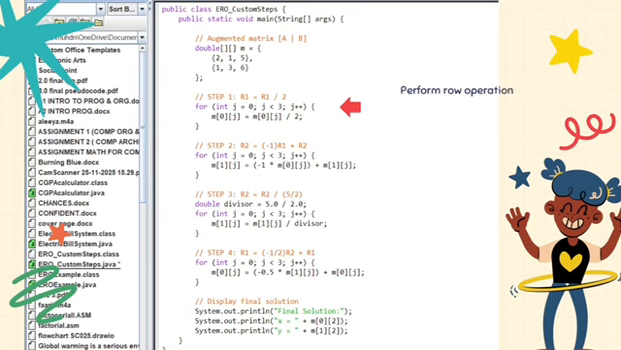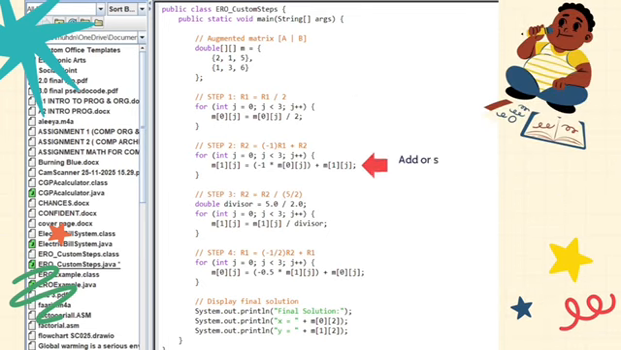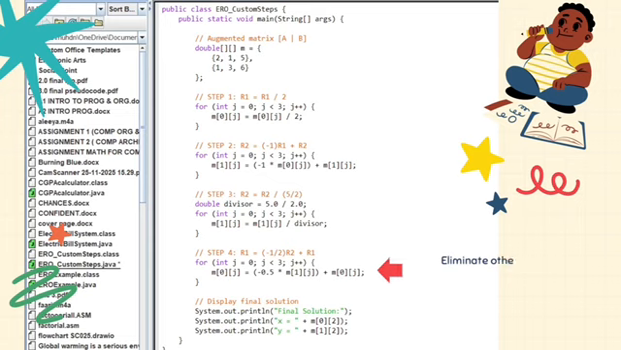Perform row operations programmatically. Divide a row by a number, which converts the first element of row 1 to 1. Add or subtract multiples of a row, which eliminates the first column in row 2. Normalize another row, which makes the leading element of row 2 equal to 1. Eliminate other entries, which removes the second column element in row 1.